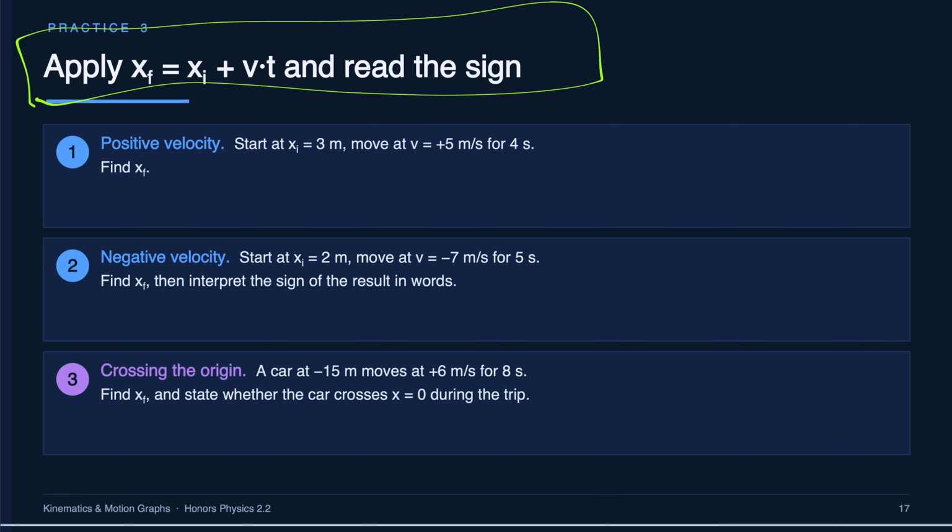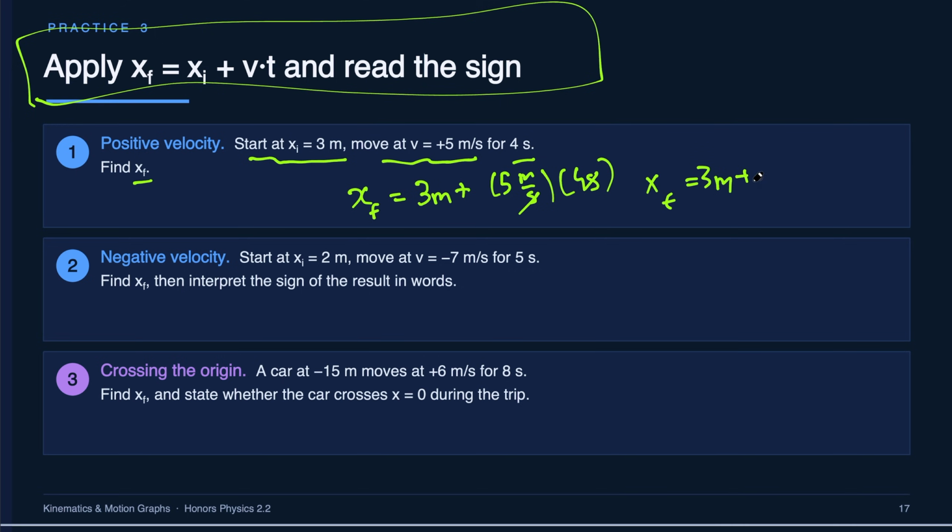All right, let's work through it together. So we started at xi equals 3 meters. Move v is equal to positive 5 meters per second for 4 seconds. What is xf? xf is equal to xi, which is 3 meters, plus v times t. So 5 meters per second times 4 seconds. Seconds cancel out here, and we're left with x final is equal to 3 meters plus 20 meters, or 23 meters.